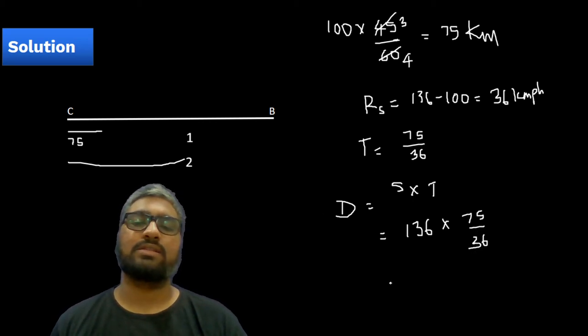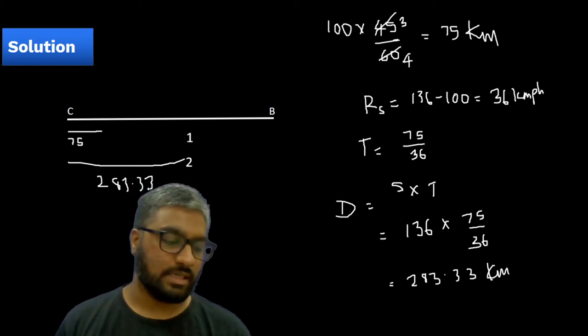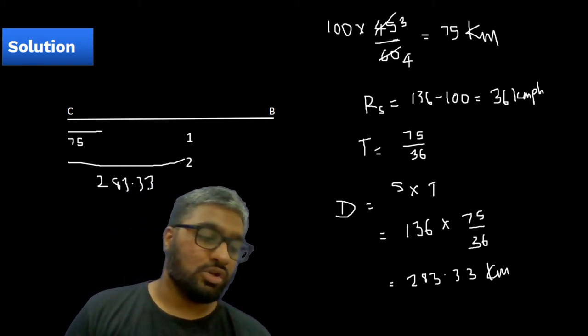If you calculate this, you would get 283.33 kilometers, which means from here till here, the distance is 283.33. Got it?